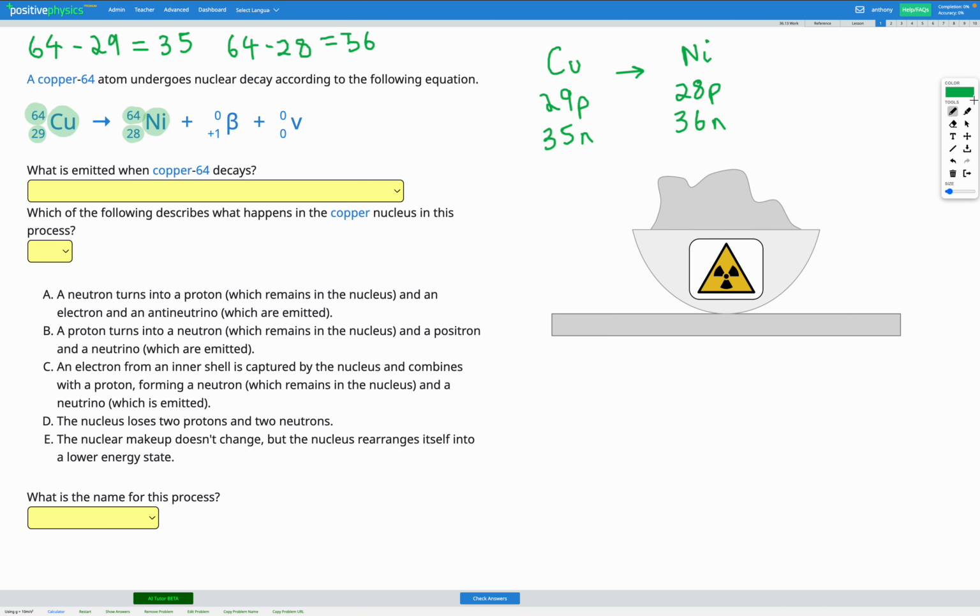Then we also have something labeled beta, but it has a +1 this time for the atomic number and a 0 for the mass. Now that +1 tells us it has a charge of +1, and the 0 tells us it has no mass. Usually we have a -1 there, showing it's an electron. The +1 is showing this is a positron. A positron is the antimatter equivalent of an electron. So it's like an electron, but it has a positive charge instead of a negative charge. So that beta with the +1, that's a high-speed positron.